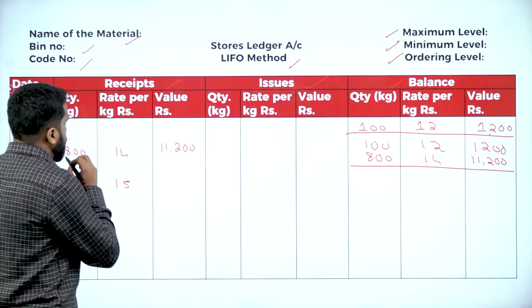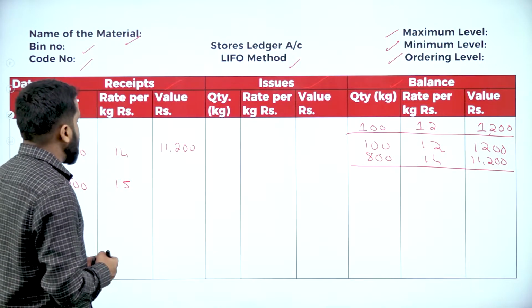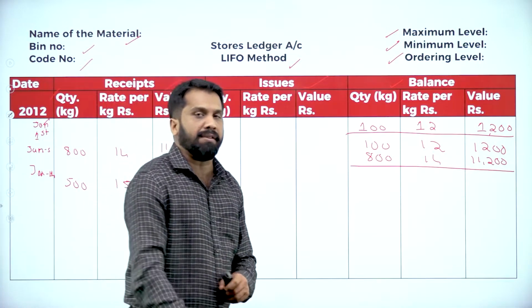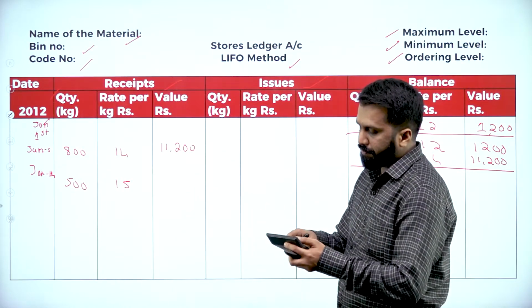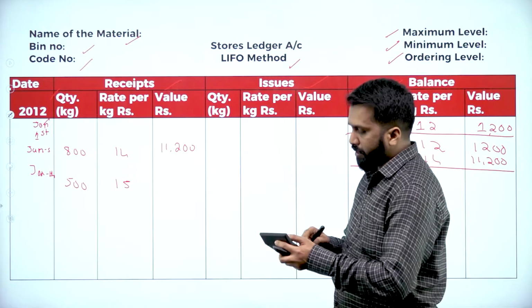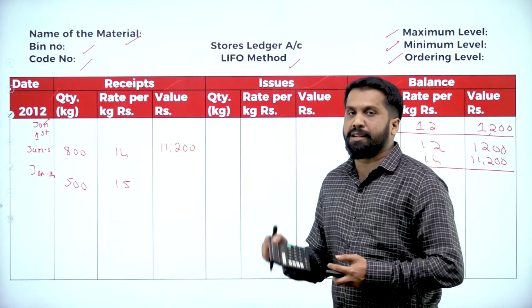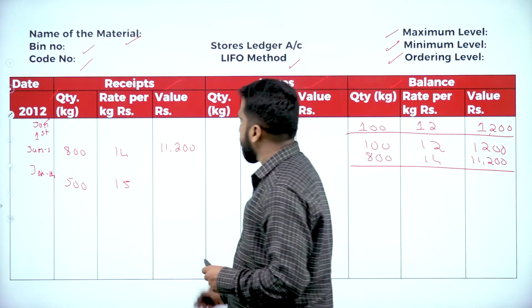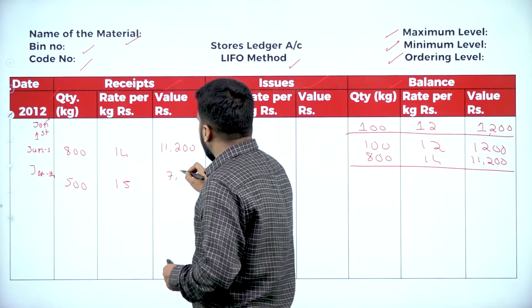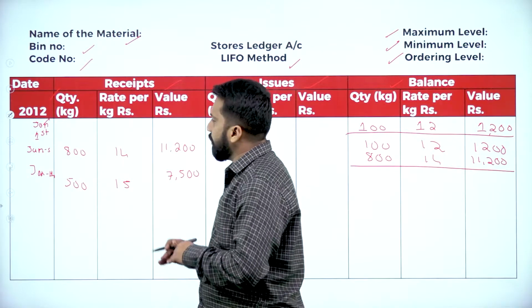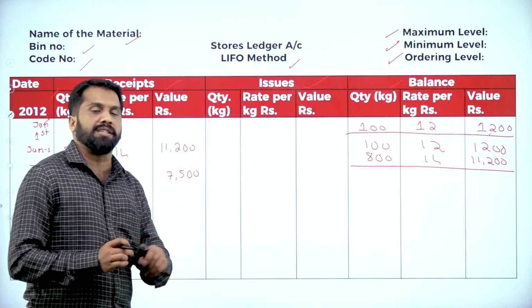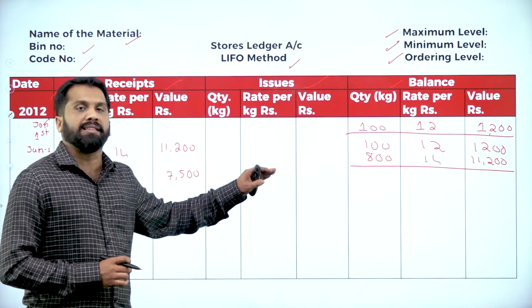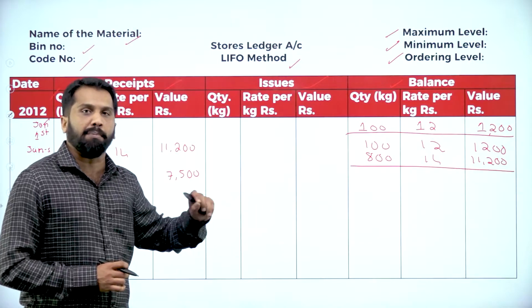At rupees 15, how much will it be? It will be 7,500. We will calculate once: 500 multiplied with 15 comes to around 7,500. Now the same thing we have to copy. In case of purchases, always remember we should write the old one and copy that.